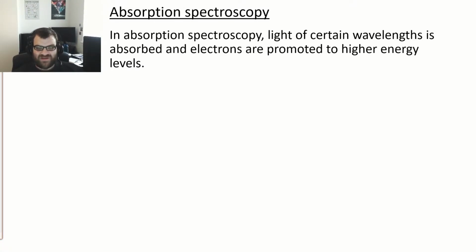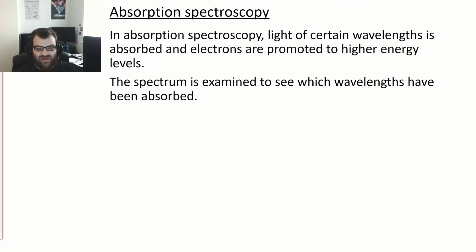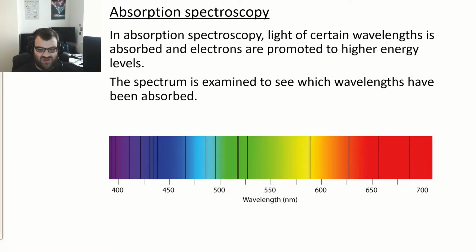Start off by looking at absorption spectroscopy. What happens here is that a sample is exposed to light and certain wavelengths of light will be absorbed by the species. And this is going to provide energy to promote electrons into higher energy levels. We then look at the spectrum, we can see which wavelengths have been absorbed. Different substances will absorb different wavelengths of light. And by looking at the spectrum, we can determine which chemical or chemicals are present in our particular sample. So we'll have light that's been absorbed at different colours within the visible spectrum.